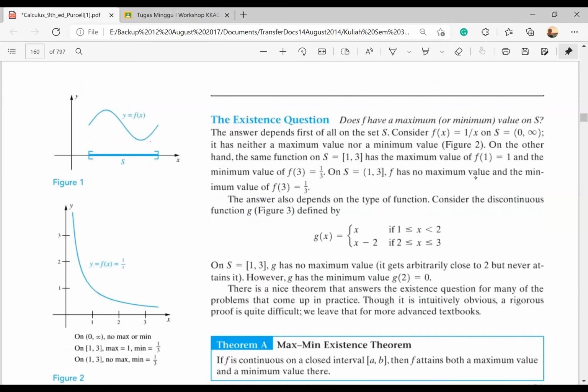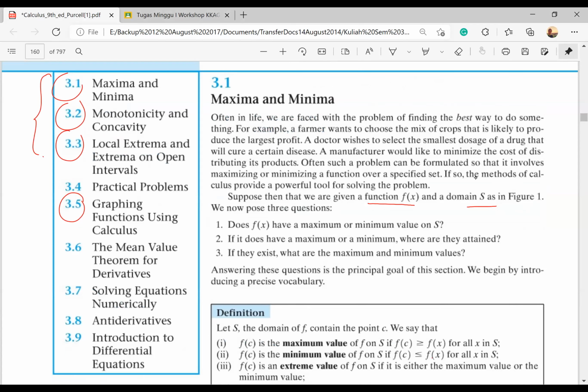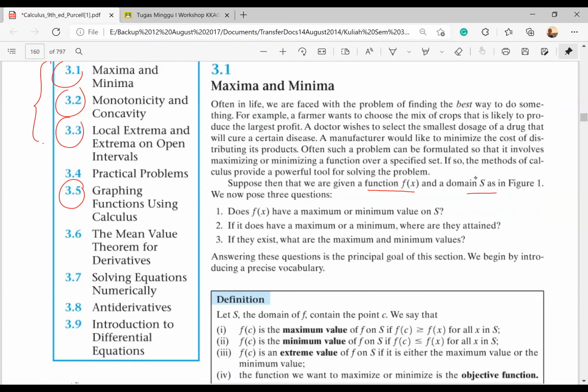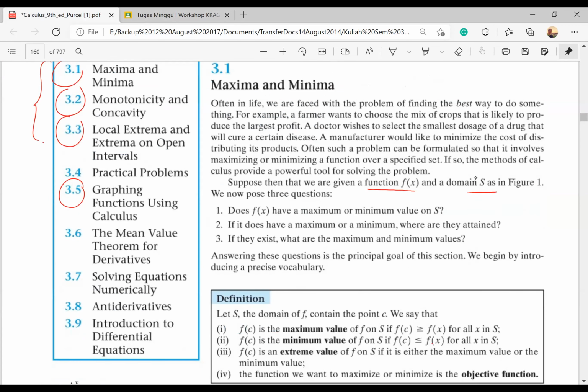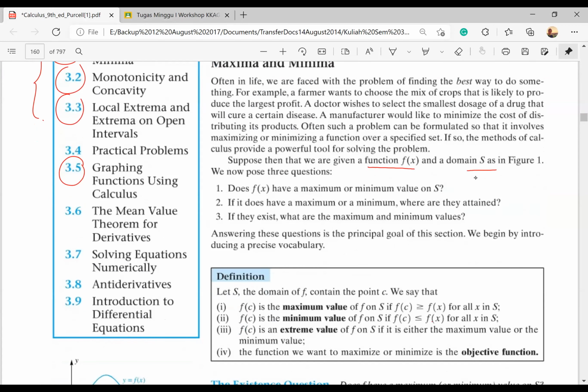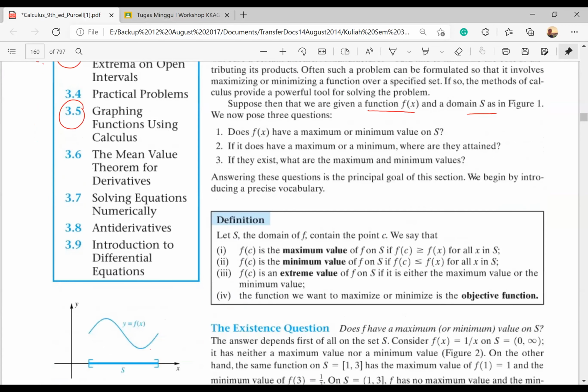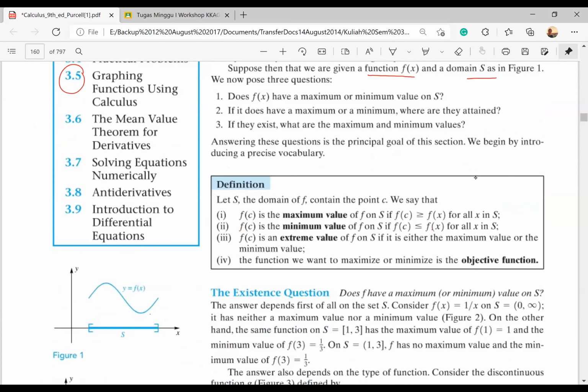Okay. All right. So we're starting with this new chapter. We started already yesterday, but let me just remind you of a couple of things. We start with what we call a maximum and minimum, right? So the maximum is the highest point in the domain. Okay, so this is shown in here.